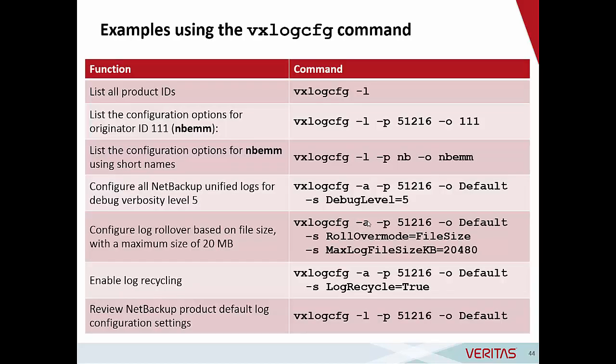So here are some examples of some of the things I can do with the vxlogconfig command, starting with very simple things like just list all of the products on the host, or list the configuration options for a particular originator. And then we'll look at making some changes here. Here's an example of configuring NetBackup unified logs for a particular verbosity level, level 5 in this example. Or the next example, changing the log rollover. We'll do it based on file size, and we'll do it at 20 megs.